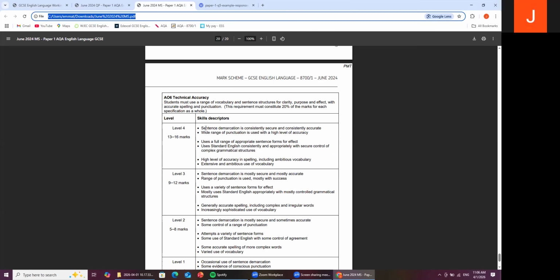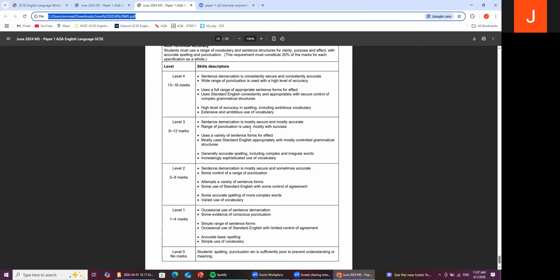So for the top level, sentence demarcation is consistently secure and consistently accurate. So you can use punctuation effectively and confidently. A wide range of punctuation is used. Can you use your colons, your semicolons, your dashes, as well as your full stops and your commas and your apostrophes? Those simple things I would get practicing now. Use a full range of appropriate sentence forms for effect. Again, things like a high level of accuracy in spelling and ambitious vocabulary. So these are what we're looking for here as markers, as examiners, for the top level.